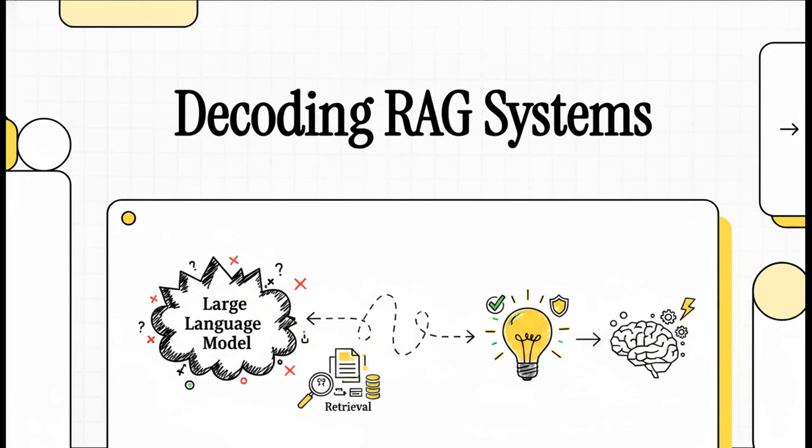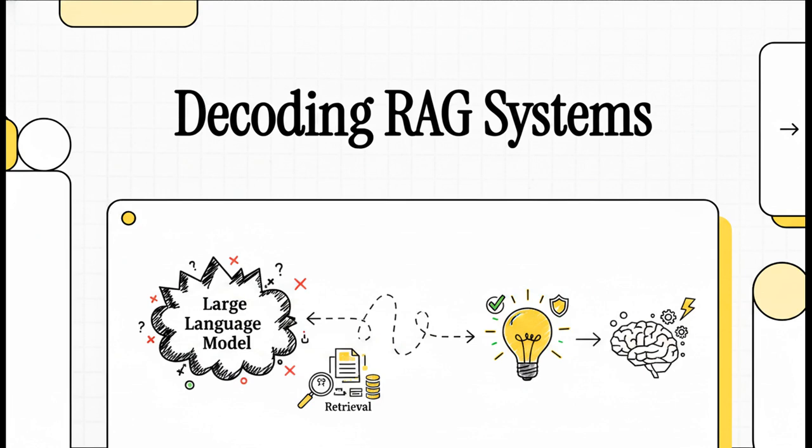Welcome to The Explainer. Today, we're tackling what is easily one of the most transformative concepts in the world of artificial intelligence right now. If you've been following the AI space, you already know that large language models are incredibly powerful. But you also know they have some pretty serious limitations when it comes to actually trusting them with critical, real-world tasks. Well, we're decoding the ultimate tool for reliable AI today: Retrieval-Augmented Generation, or RAG for short.